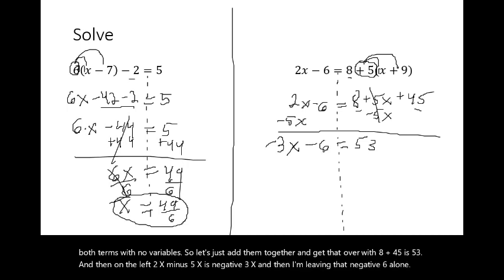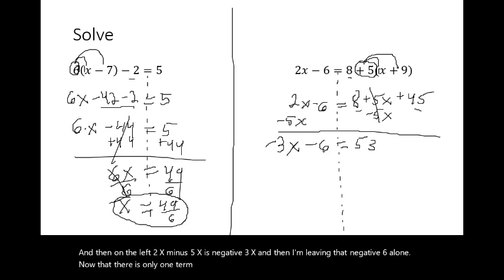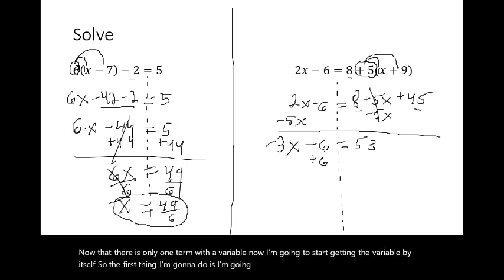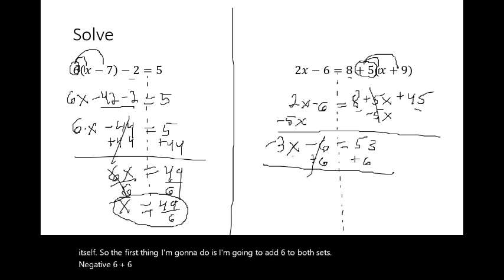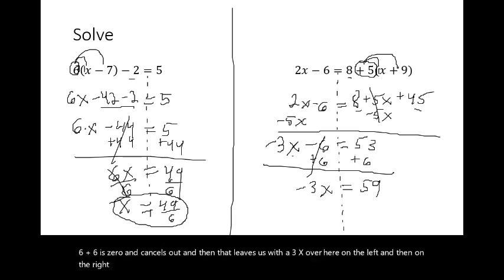Now that there is only one term with a variable, I'm going to start getting the variable by itself. So the first thing I'm going to do is add 6 to both sides. Negative 6 plus 6 is 0 and cancels out. And then that leaves us with a negative 3x over here on the left. And then on the right, we have 59.